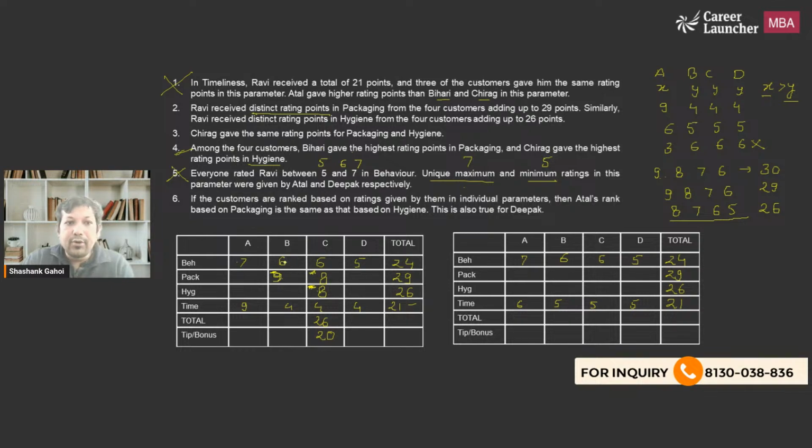Okay. Now 9 plus 6, 15. 15 plus 4 is 19. So if this value is 6, then he will receive a bonus. If this value is 5, he will not receive a bonus. Okay. Now, have I used this statement completely? Yes.